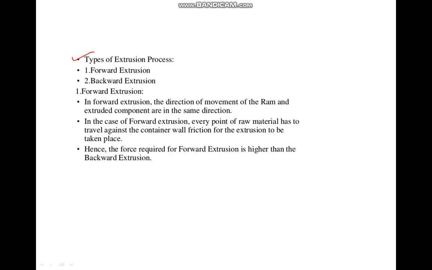So what are the various types of extrusion processes? There are a number of extrusion processes. Extrusion processes are classified according to the direction. Forward extrusion, also called the direct extrusion process. Backward extrusion, also called the indirect extrusion process. And one is the impact extrusion process. So what do you mean by forward, backward and impact extrusion process? One by one we are going to study it.